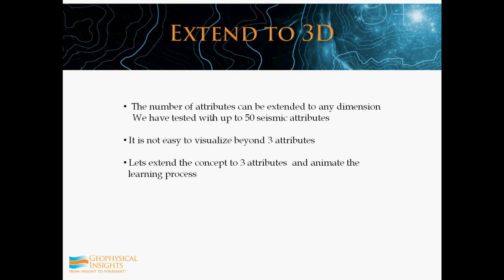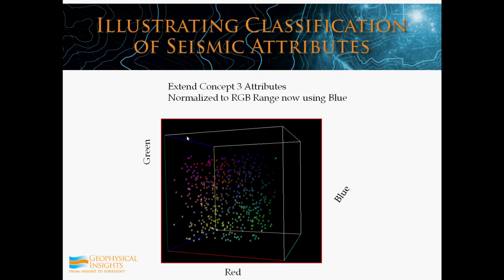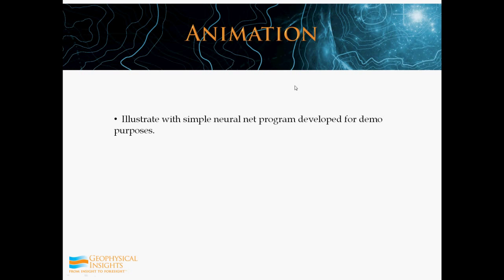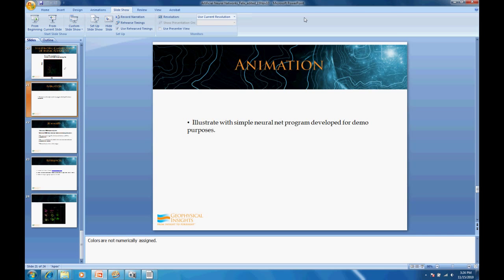So let's extend the concept to three attributes and animate the learning process. I'm going to present now a cube where I'm introducing a new axis for the blue colors. So my Z axis will represent my blue colors. I'm introducing another seismic attribute. If I had coherency and amplitudes before, this may be an entirely different attribute like Hilbert, right? So now I'm going to cross-correlate three attributes represented as colors.